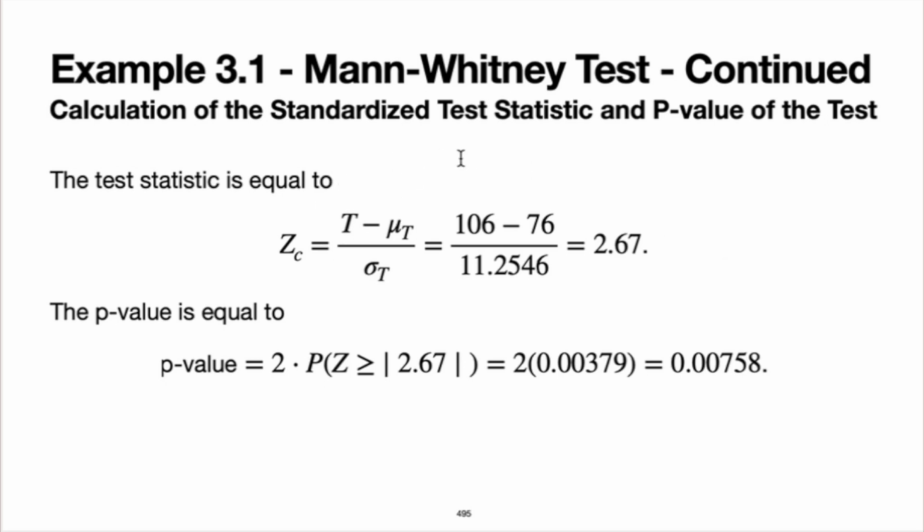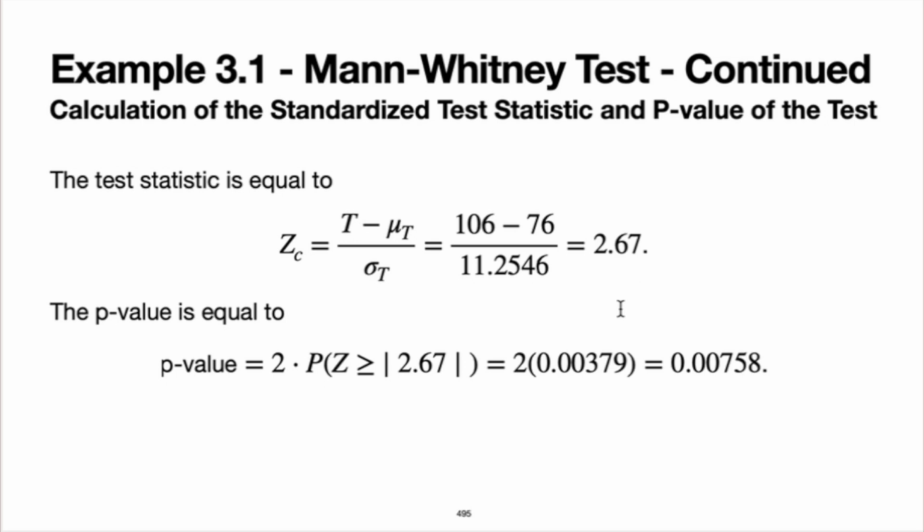we found to be 106, minus the mean of the sampling distribution of T, all right, so minus 76, and then we divide that difference by the standard error of T, which was 11.2546. And so, rounded to 2 decimal places, we found that the test statistic is equal to 2.67.